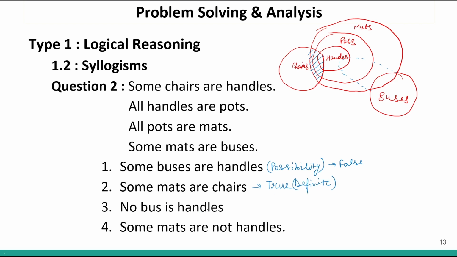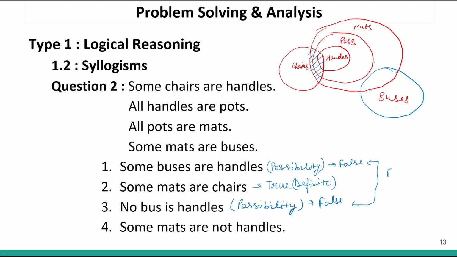Now, no bus is handles. No bus is handles, again a possibility. If this did not exist, and we had only like this, then it is a possibility. So as I said, either they will overlap or they will not overlap. Correct? One of the two possibilities. So option number 1 and option number 3, I can say that either 1 or 3 will be true. Either 1 is true or 3 is true.